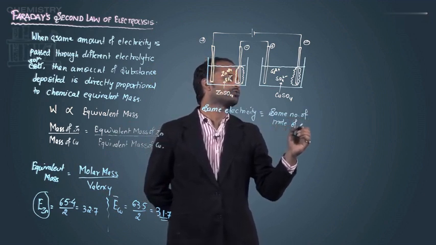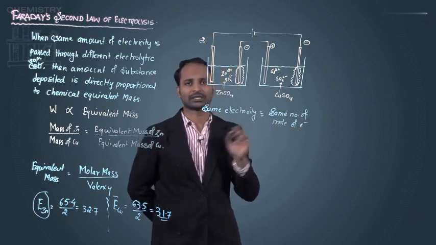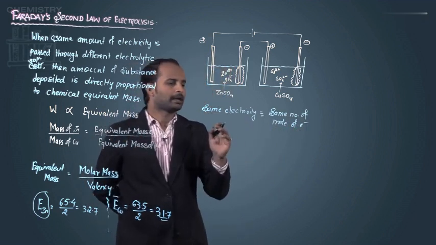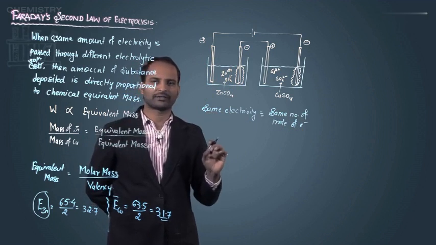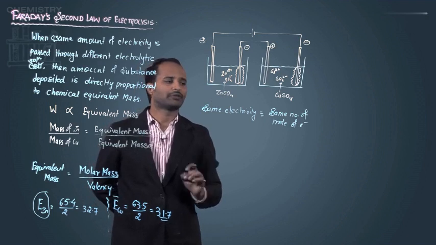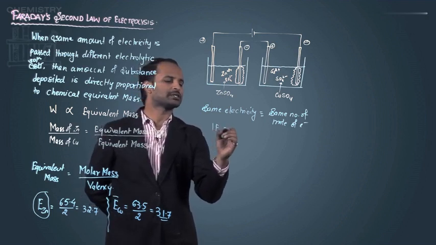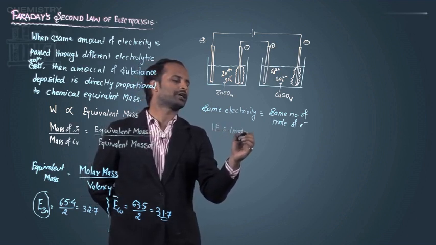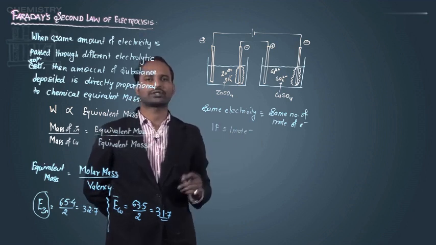That means an equal number of moles of electrons are produced through both the cells. So here, let's say I am passing 1 Faraday of electricity through both. If 1 Faraday of electricity is passed, that means I am passing 1 mole of electrons through both the containers. Now let's talk about the zinc.